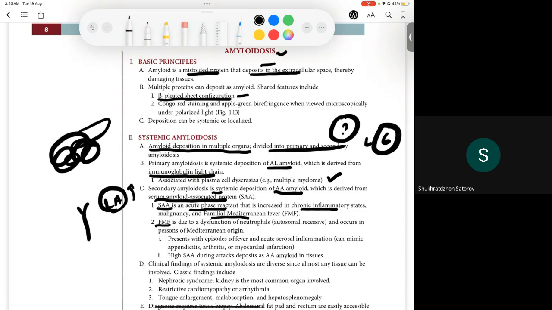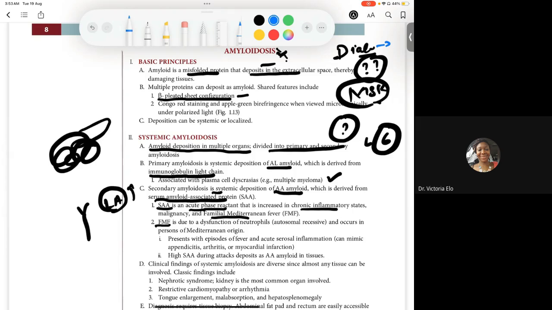If you guys remember, we discussed dialysis related amyloidosis. Remember, it was due to deposition of what? Carpal tunnel syndrome, MSK. Those who took the lectures know that. Dialysis related amyloidosis.